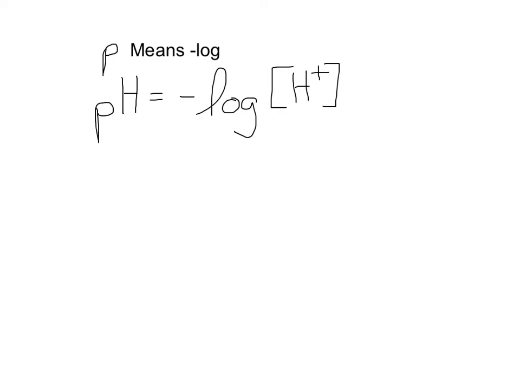In science, the lowercase p is actually a function that means you take the negative log of whatever comes after it. So pH means that you take the negative log of the concentration of the H+ ion.